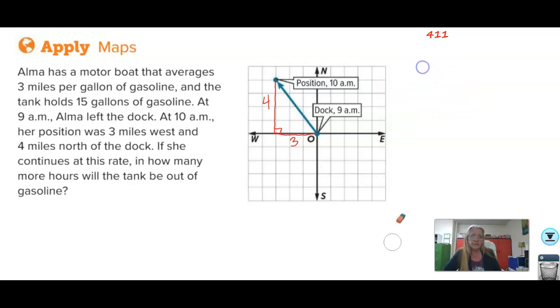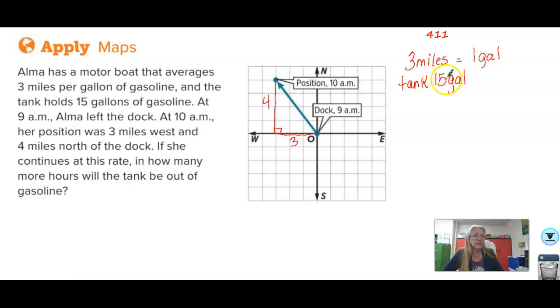And we need the room here. Okay. We have bigger questions to answer. We know that her boat gives her 3 miles for every gallon. So 3 miles she can go on 1 gallon of gas. We know that the tank holds 15 gallons. Okay, so how far can a tank of gasoline on this boat take us?